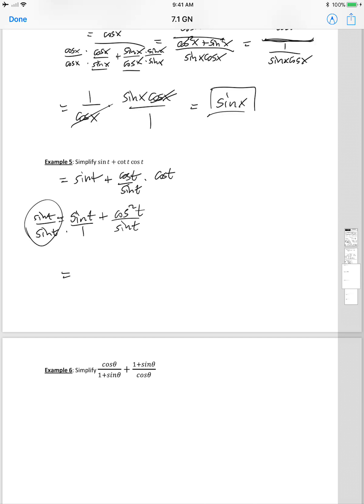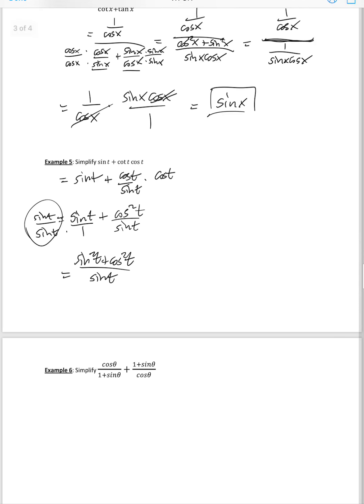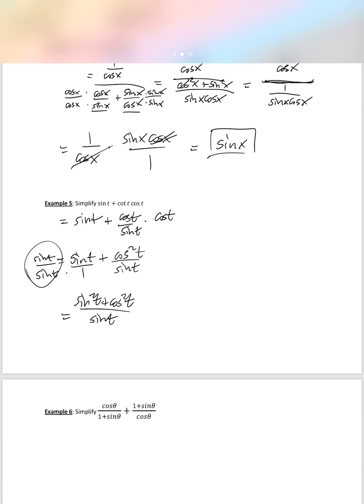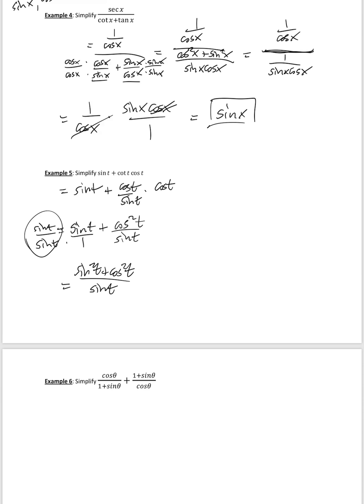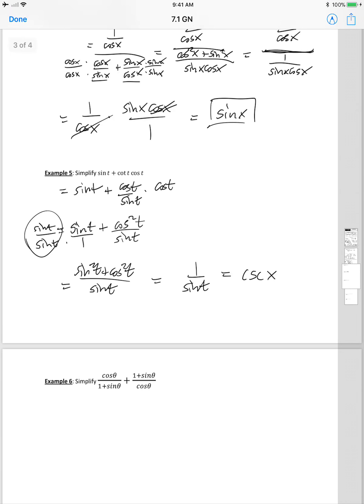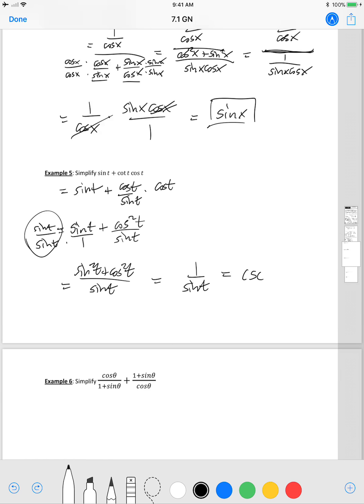And when I simplify this, I get sine times sine is sine squared of t. And I'll have two denominators that are both sine, so I can add the numerators. And that's what I get. And sine squared plus cosine squared is 1 over sine of t, which is cosecant. I don't know why I just wrote x. Cosecant. It's so incredible. It's just beautiful.